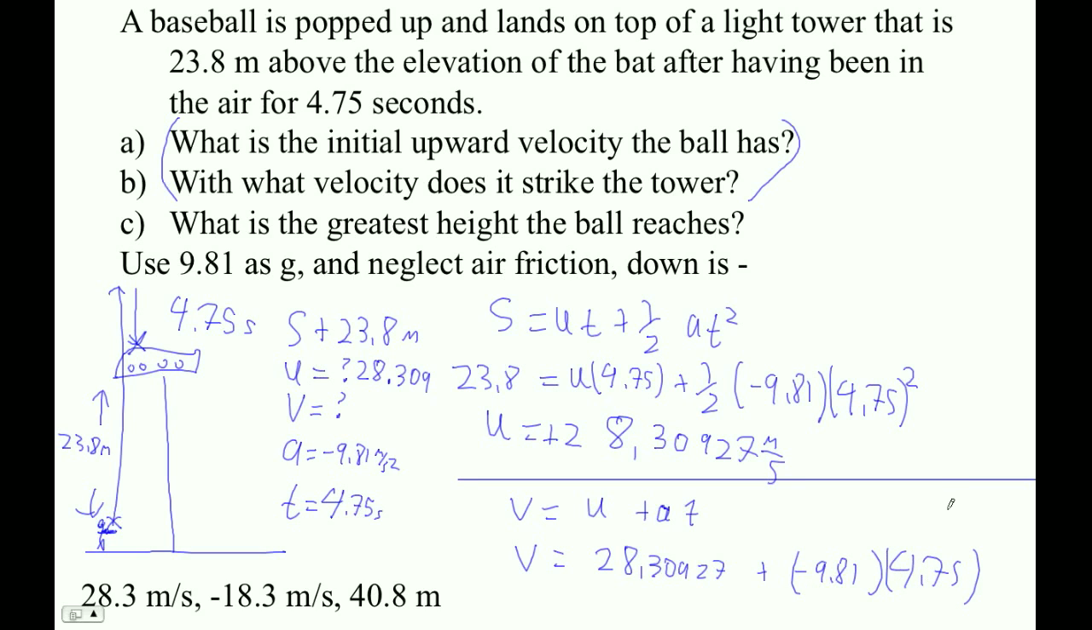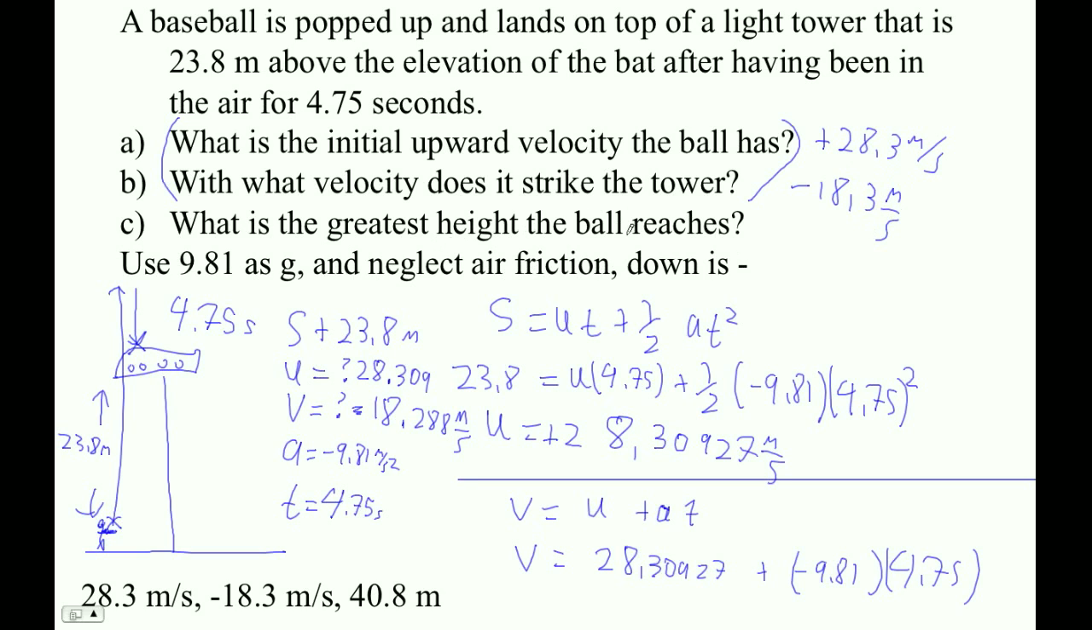Okay, I'm going to store that number so I can use it. Okay, so now I'm going to go minus 9.81 times 4.75. Negative 18.28. So the final velocity is negative 18.288 is what it really is. So the initial upward velocity is plus 28.3 meters per second. The downward velocity that it strikes the tower is negative 18.3 meters per second.